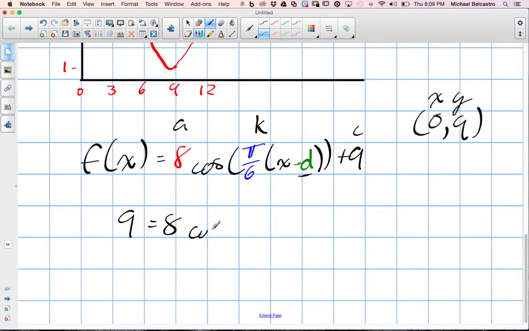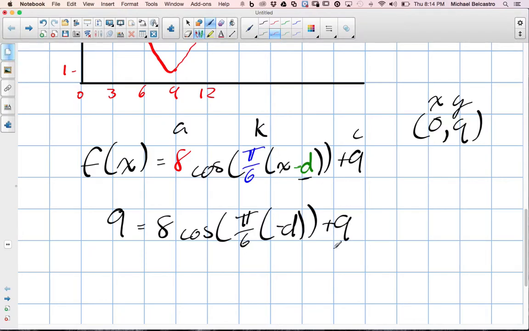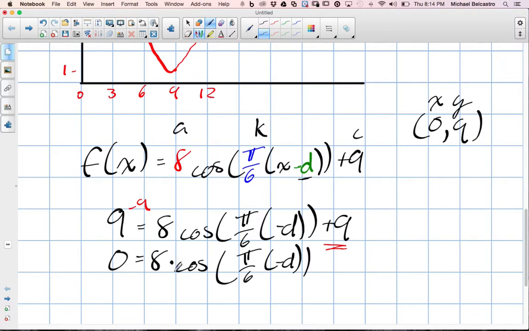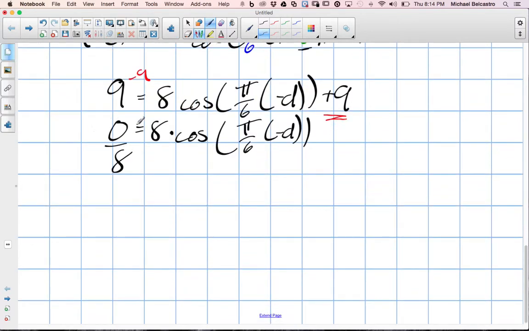So f at x is now 9, equal to 8 cos pi over 6 times 0, which becomes 0, so it's essentially negative d, plus 9. First, we'll take our positive 9 and move it to the other side, where it becomes negative 9. So we'll get 0 is equal to 8 cos pi over 6, negative d. Next, because this is 8 times cos, when we bring it over, we divide by 8, and 0 divided by 8 is still 0. So 0 equals cos of pi over 6 minus d.